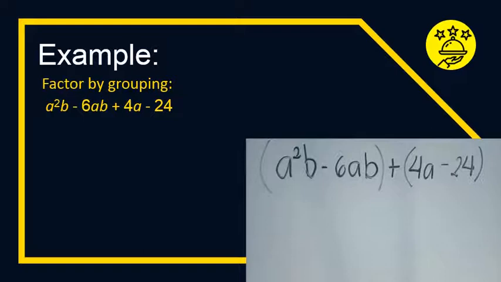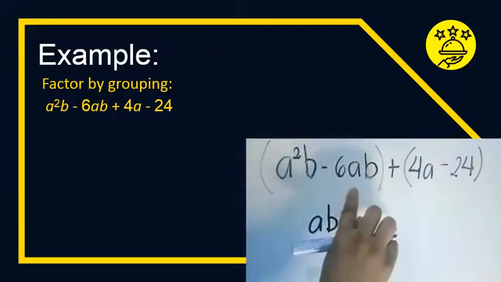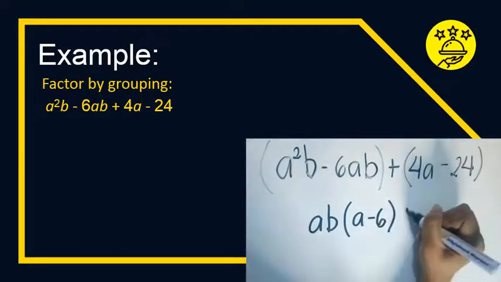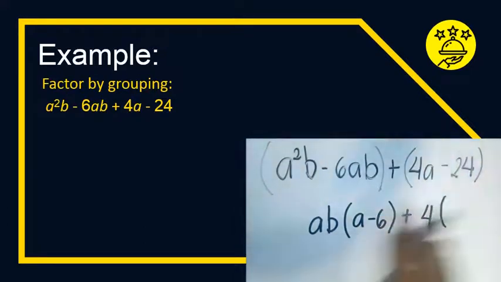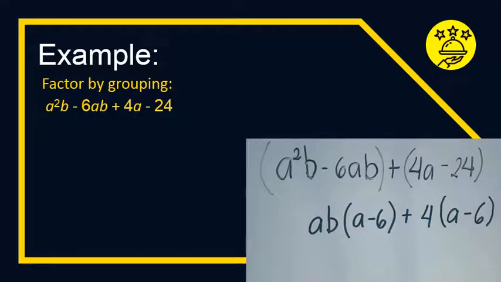Next, let us use the distributive property to factor each group of 2 terms. We have ab times the remaining factor in the given 2 terms, a minus 6. Copy the sign, plus. What is the common factor in the last 2 terms? We have 4 times the remaining factor, a minus 6. So we have a common factor in the given 2 terms. This will be the first term and this will be the second term.